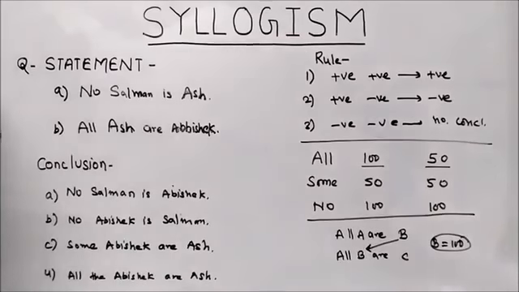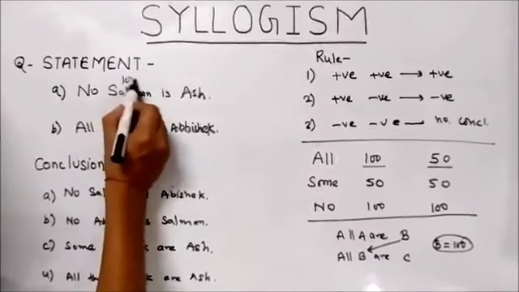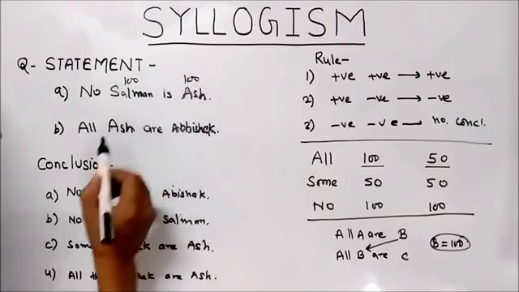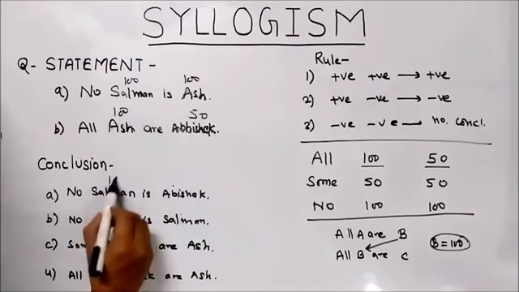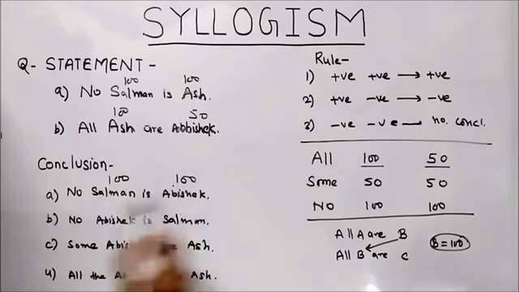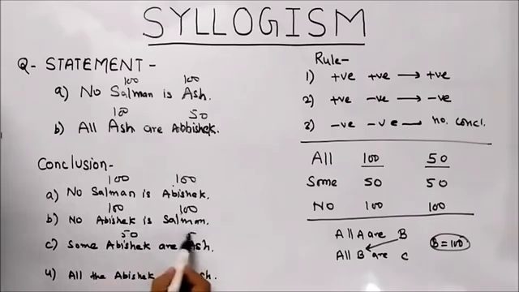Now put the values in the statements and conclusions. For no, 100 and 100. For all, 150. For no, 100 and 100. Again no, 100 and 100. Some is 50 and 50. All is 150.